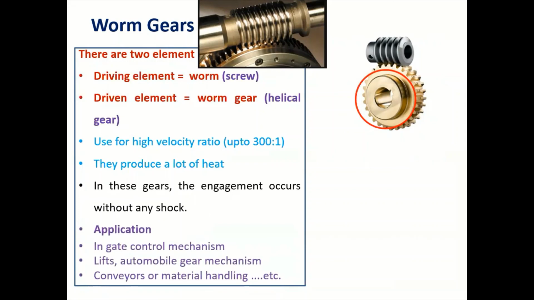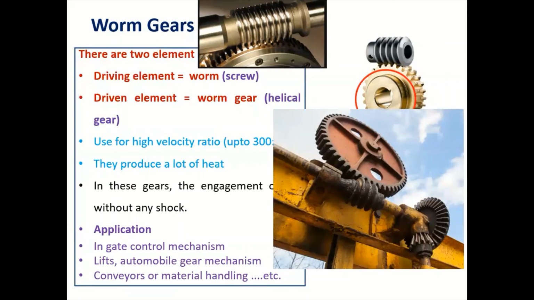As per the application, in the gate control mechanism, in lifts, and also in automobile gear mechanisms and conveyors. I have just shown the gate control. If you want to lift a gate, and heavy gates are there, in that case we can use the worm gear. You can see in this diagram, even in a lift, because a heavy load is being lifted, in such cases worm gears are applicable. In material handling also we can use them.